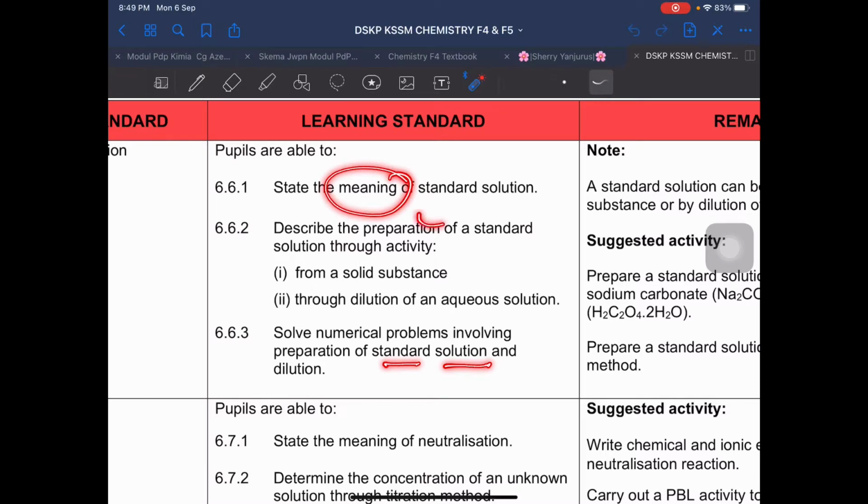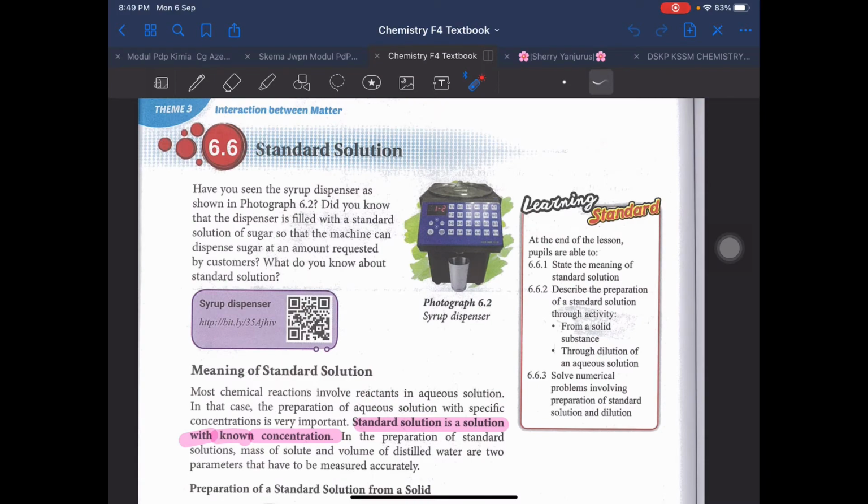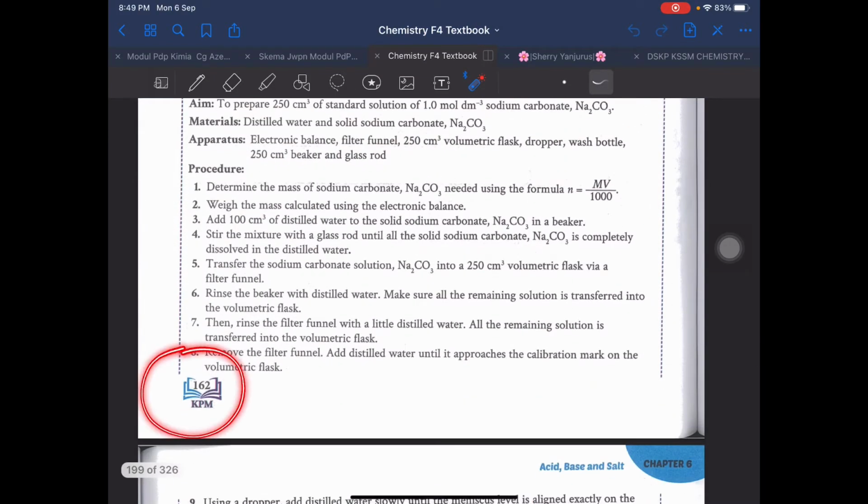Jadi, apa itu larutan piawai? What is the meaning of standard solution? Let us go to your textbook. This one is in page 162.